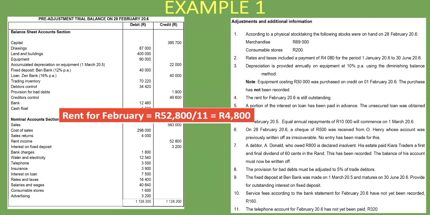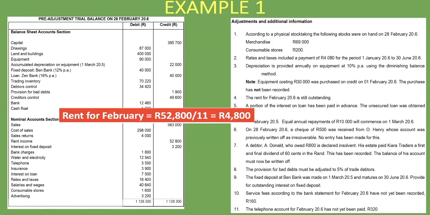So what are we going to do with this one? Since we have not received it yet, and we know it's rent income because that's the only rental we have in our pre-adjustment trial balance, or they would have specified if it's rental income or rental expense. So it's 4,800 Rand. That is what is called an accrued income. That means income that we have not yet received, although we have earned it.